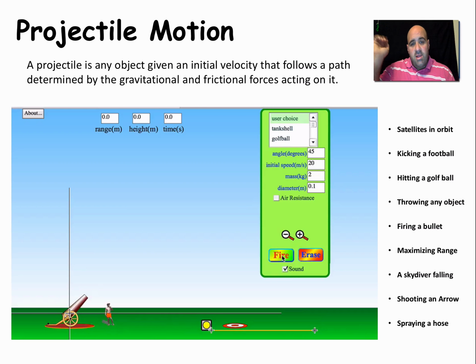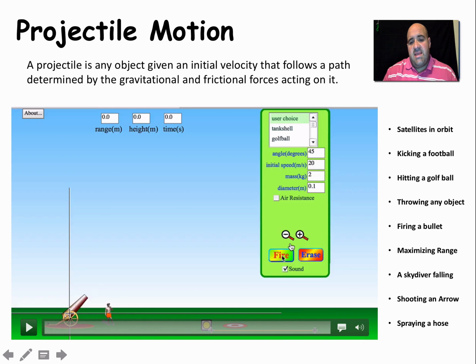If you were to launch a ball into the air, the only forces that are going to be acting on that ball are gravitational and frictional forces. So projectile motion really deals with orbits, satellites in orbits. Whether you're kicking a football, throwing an object, shooting an arrow, if you want to hit a target from so far away, if you're hunting, if you want to throw an object with a maximum range, skydiver falling, etc. Projectile motion is around us every day. It's important, and that's why we study it.